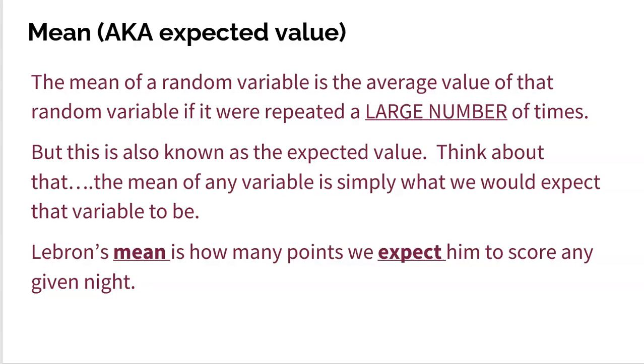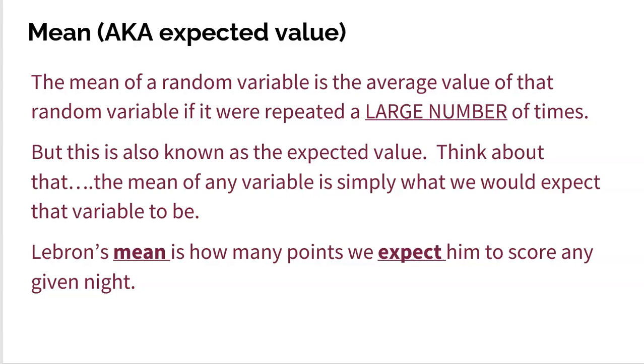But this is also known as the expected value. You're going to see a lot of times we'll call the mean an expected value. Because think about it like this, right? The mean of any variable is simply what we would expect that variable to be. LeBron's mean is how many points we expect him to score on any given night. So if LeBron has a basketball game tonight, I'm going to expect him to score the 27.3 that's his mean. Now, will he? Of course not. You can't even score 27.3 points in a single game. But because that's what he's averaged over many games, I would certainly expect him to be somewhere around that tonight. And that's what we call a mean and expected value.